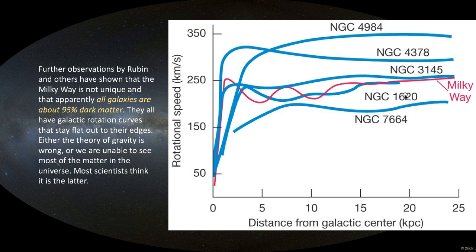And when we check it out with how much dark matter must be there, for all of them it's about the same. It's 95% dark matter. So not just the Milky Way is 95% dark matter, but all galaxies are apparently 95% dark matter.